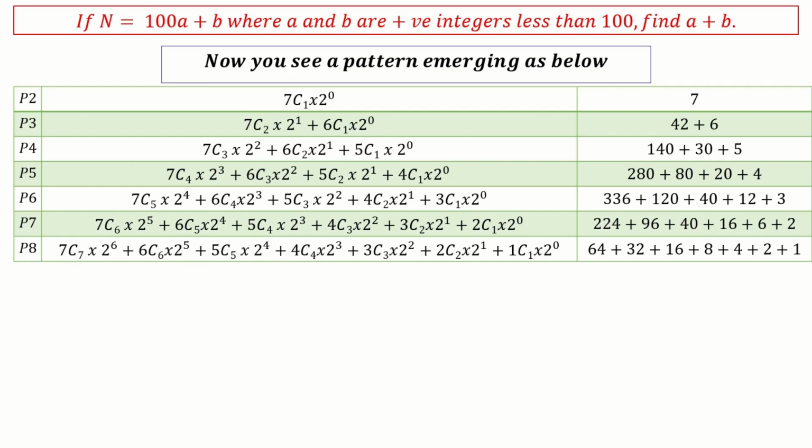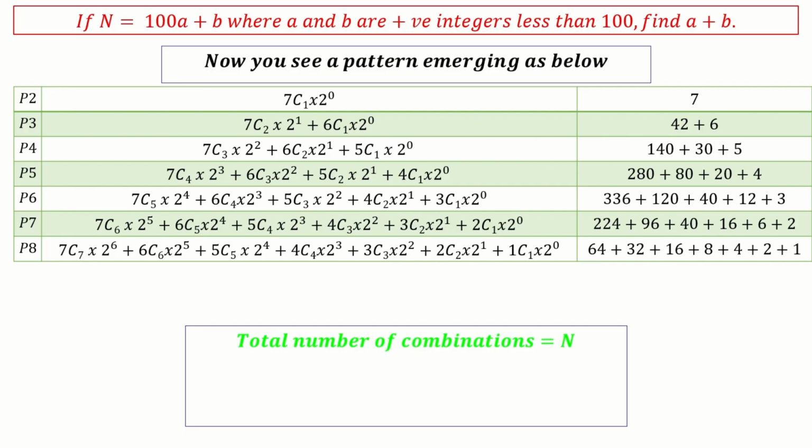So now this is the pattern, it will continue. So you write it for all the positions P5, P6, P7, P8 in the same way, and you calculate the sum. So n is nothing but 1636, and this is in the form of 1600 plus 36, that is 100A plus B. Then A is 16, B is 36, correct? So A plus B is 52.